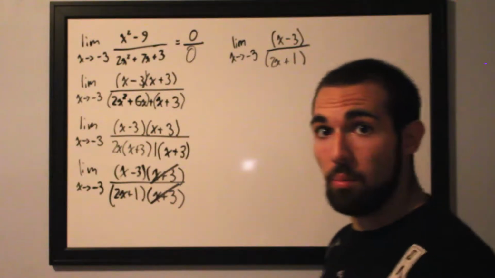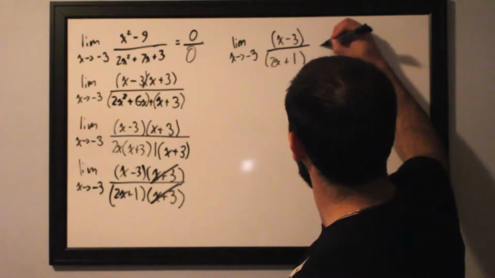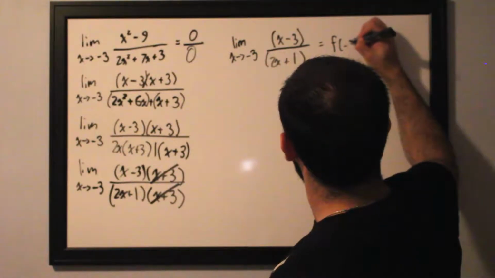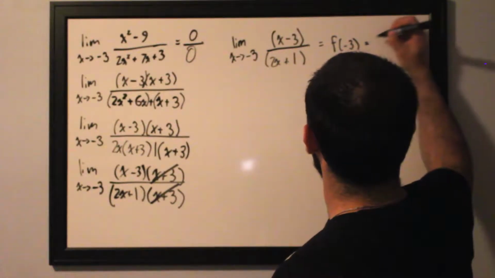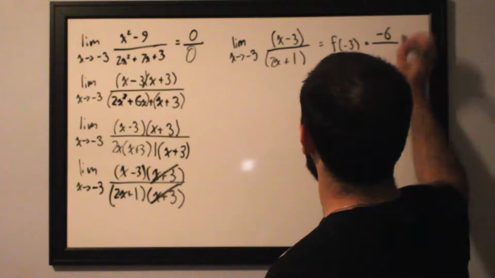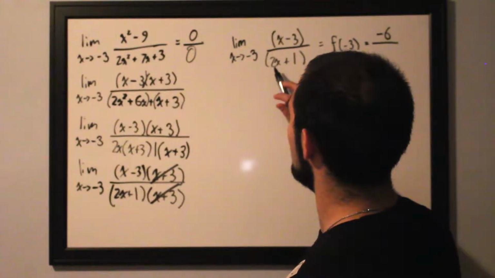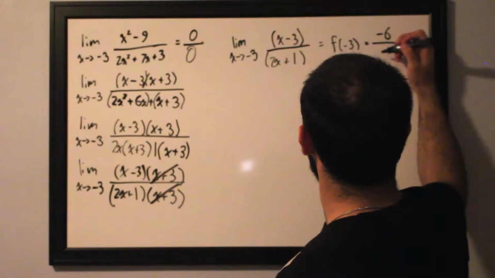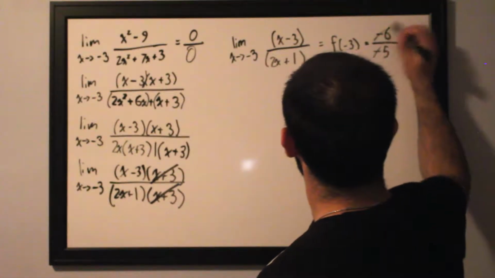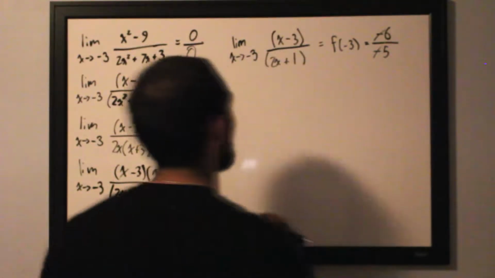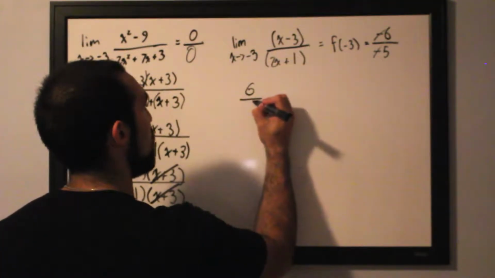Now we shouldn't have any problems plugging in -3 into the function. We can plug it in, so it's going to be f of -3, which is going to come to -3 minus 3 is going to be -6. And then in the denominator, we're going to have -3 multiplied by 2 is -6. -6 plus 1 is going to be -5. So these two negatives cancel each other out. The limit as x approaches -3 for this function is 6 over 5.